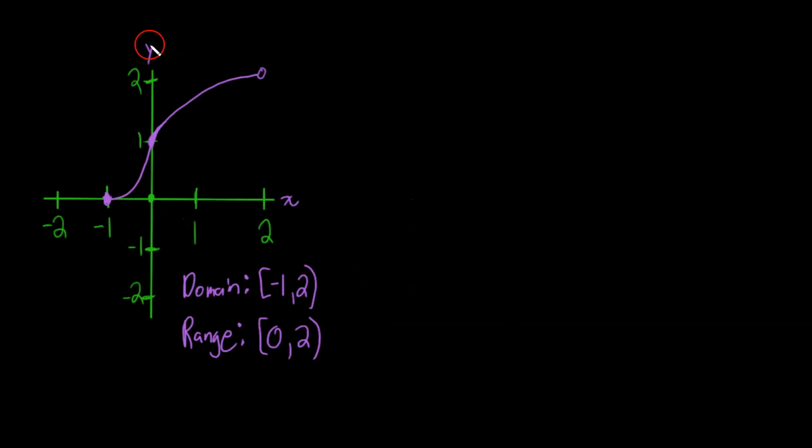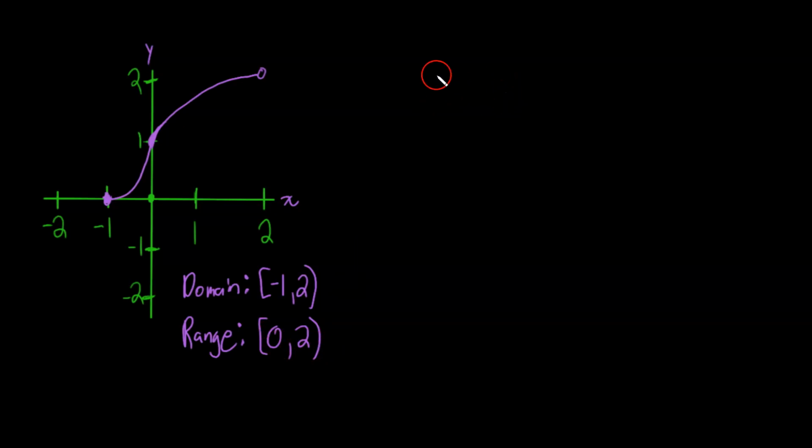So that is just an example of being given a graph. We're not given any sort of equation or anything like that. So the domain of this graph would be from -1, including -1, to 2, not including 2, and the range would be from 0 to 2, again including 0, not including 2.